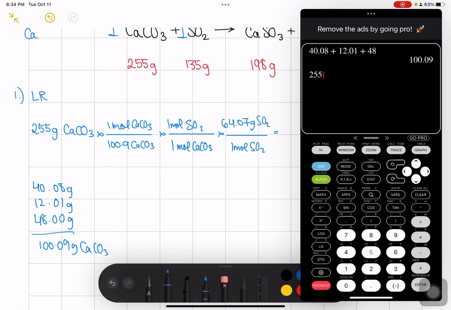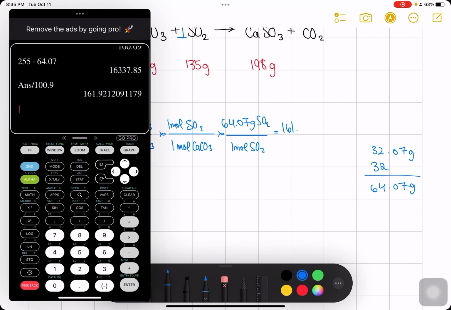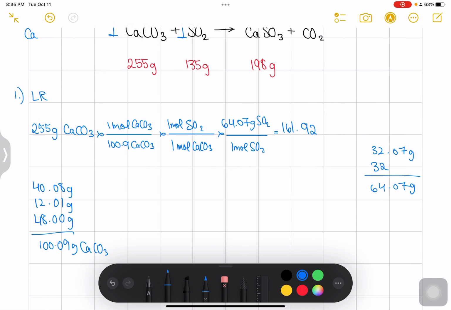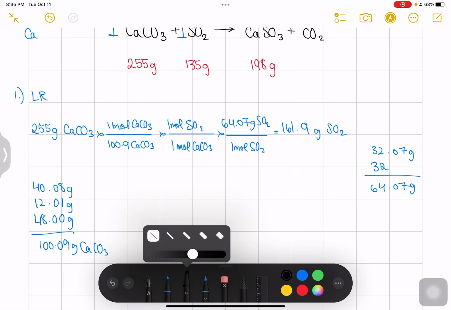Now, that will give us 255 times 64.07 divided by 100.9. That's 161.92. Okay, we're going to go for 4 sig figs. So grams of CO2. Okay, so what is this number?